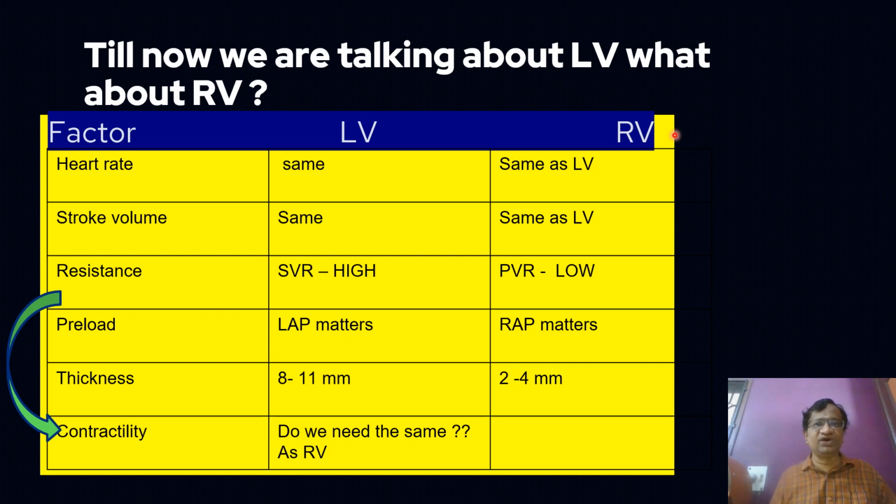Your cardiac output is LV. Now what is the difference between LV and RV? Heart rate is the same. Stroke volume is the same. So heart rate into stroke volume, cardiac output is the same. But what is the difference? Systemic vascular resistance is high. PVR is low. The RV needs to contract a little less only because of the low resistance, you are going downhill in RV. In the pulmonary circulation, LAP matters, here RAP matters. You see the difference between LAP and RAP. So you don't need that much contractility to get the same stroke volume as LV and the same cardiac output.